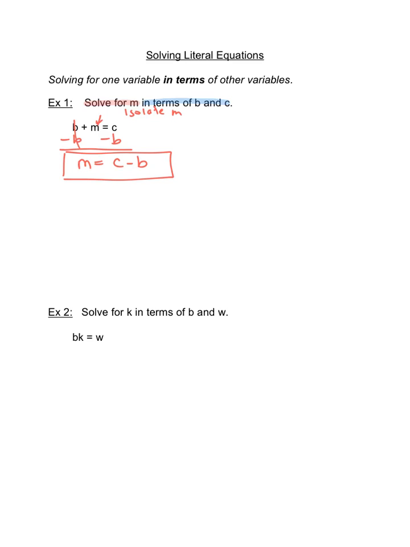Okay, take a look at example 2. It says solve for k in terms of b and w. So I see a k over here. The k is multiplying by b. So to get rid of the b, this time the opposite of multiplication is division. I'm going to divide both sides by b. That way the b's cancel. I now have k isolated, and this division problem, I copy it like that, w divided by b. And we don't write the division symbol with the little two dots. We tend to use fractions more to show division.